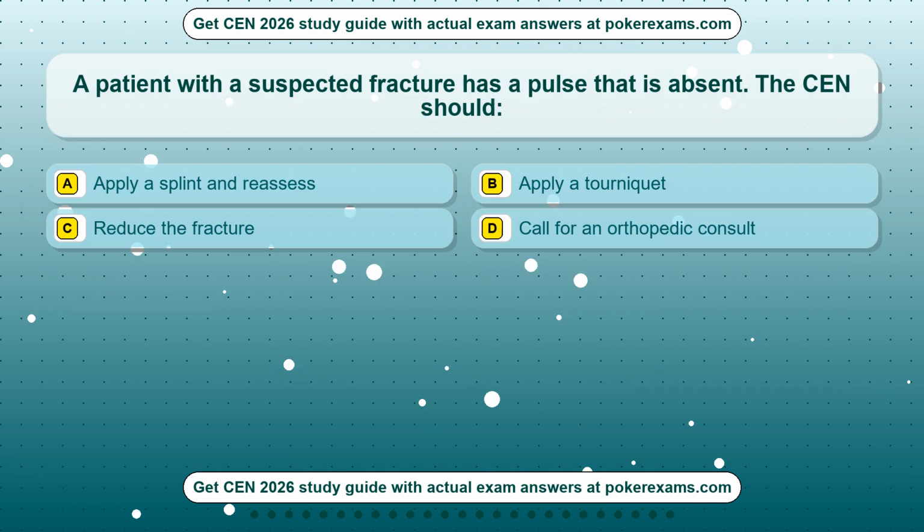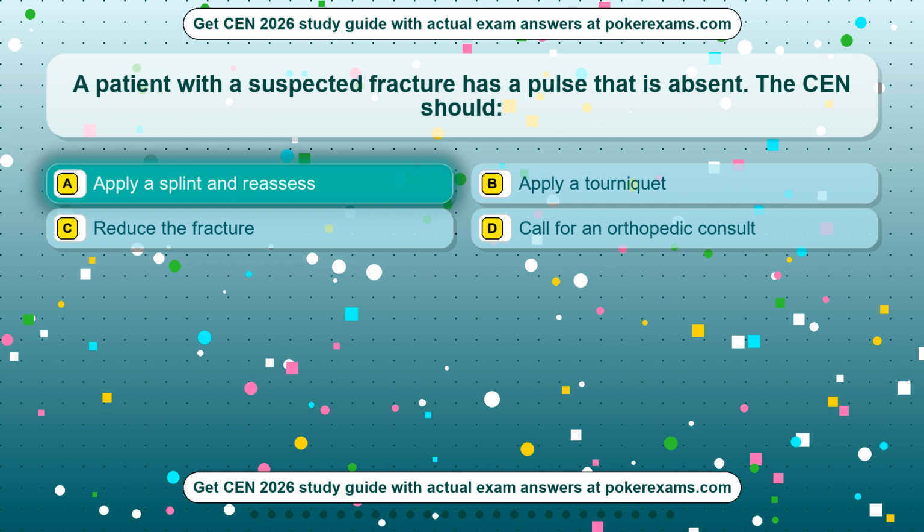Question 2. A patient with a suspected fracture has a pulse that is absent. The CEN should: Option A. Apply a splint and reassess. Option B. Apply a tourniquet. Option C. Reduce the fracture. Option D. Call for an orthopedic consult. The correct answer is option A.